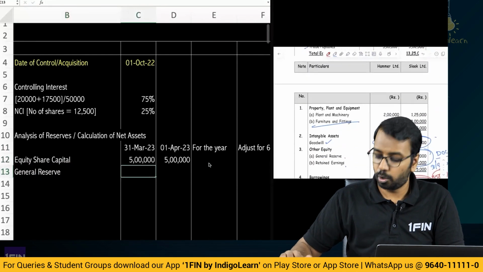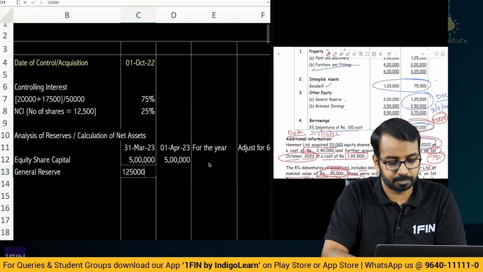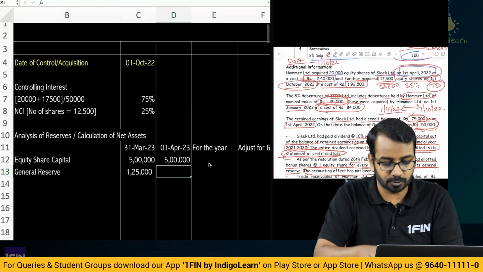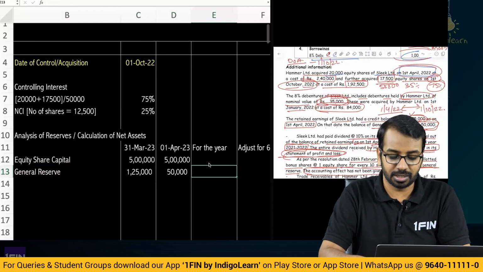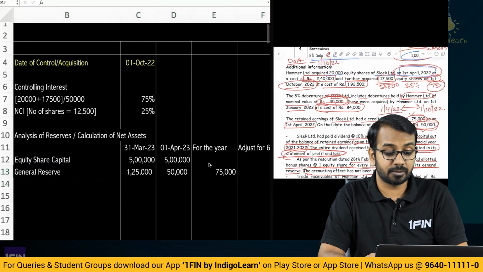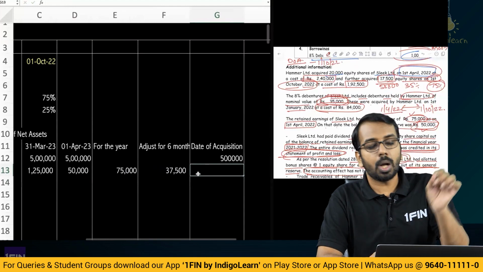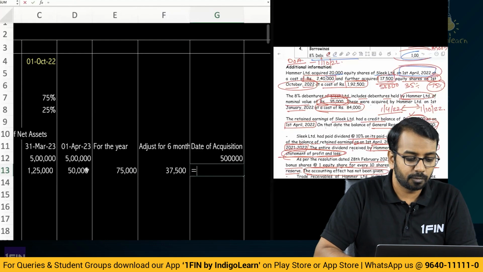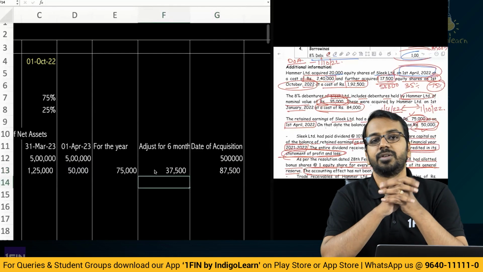Now, when it comes to general reserve, how much do we have? General reserve on the date of consolidation is 1,25,000. On 1st of April, they have told us that the general reserve is 50,000. So, how much profit did we earn or how much amount did we transfer to general reserve during the year? 1,25,000 minus 50,000, that is for the full year. How much is for 6 months? For 6 months it is 75,000 divided by 2, 37,500. So, on the date of acquisition, what will be my general reserve? It will be 50,000, what is on 1st of April, plus 37,500. My general reserve is 87,500.